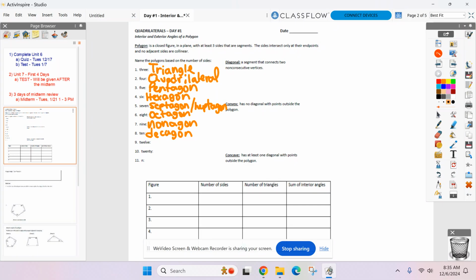Ooh, 12. Okay, first I should mention you are not responsible for 11, but anybody know 11? Onagon, but we're not going to deal with 11-sided figures. But we will deal with 12. Dodecagon.